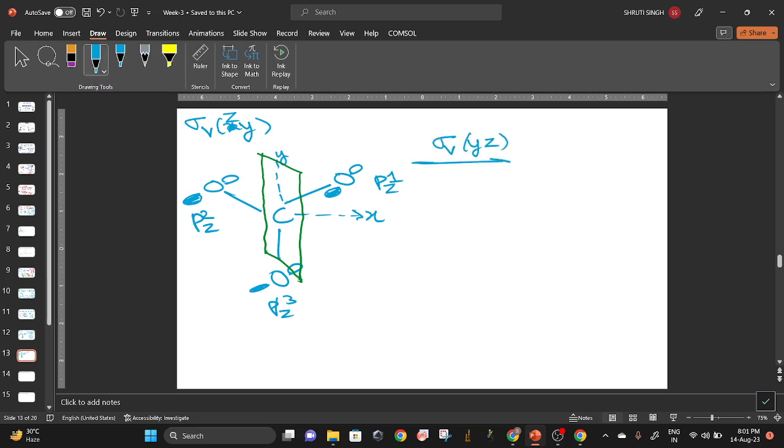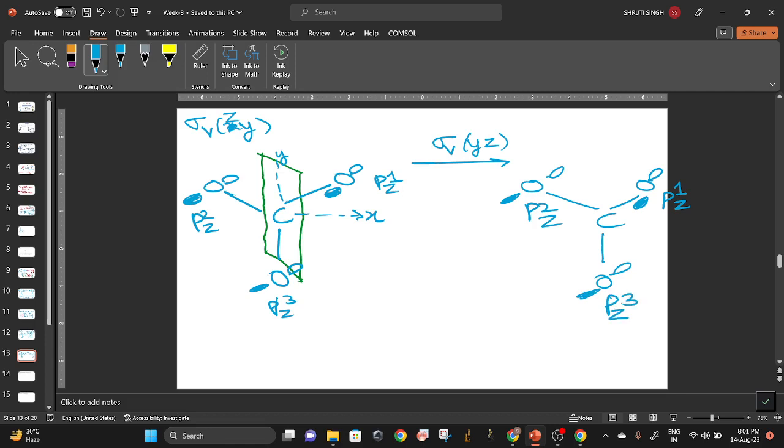So after transformation, sigma V YZ, simply what will happen? P1 and P2 will change places without change of sign, and the PZ sign will also not change. This PZ2 will be PZ1. So this is the difference between axis and plane transformation. With the axis, the lobe sign also got changed, but with the plane, since it is simply reflection, it is not getting changed.